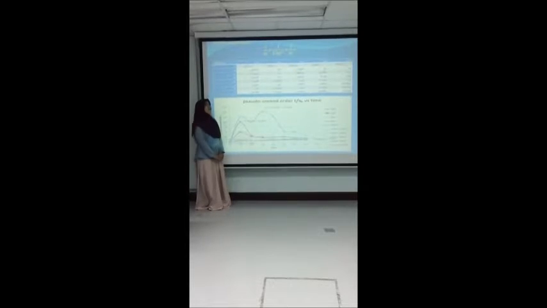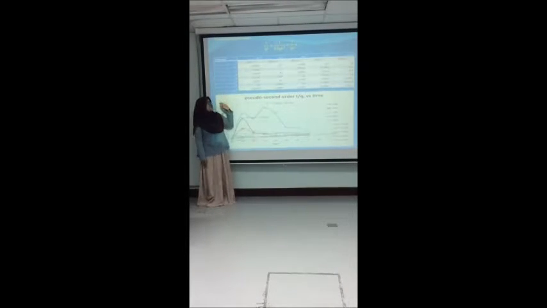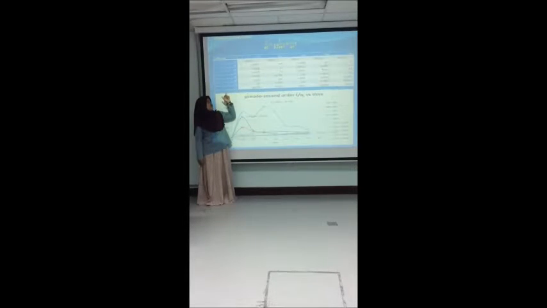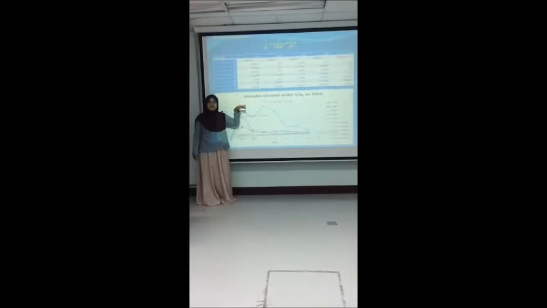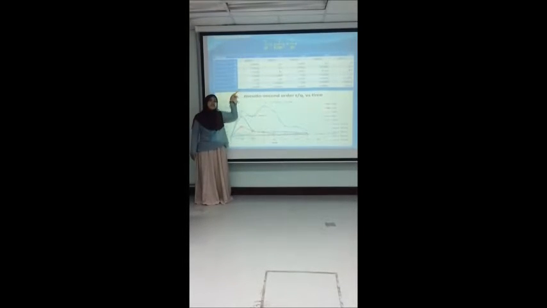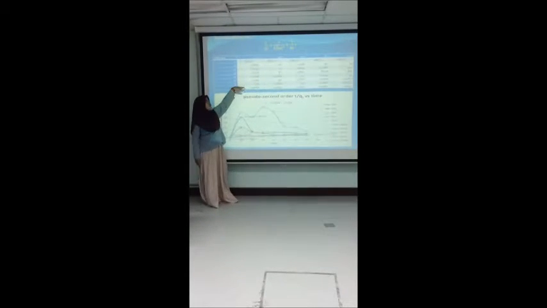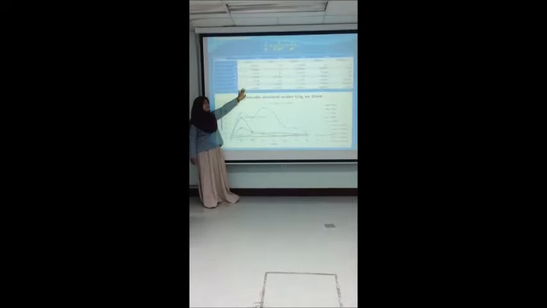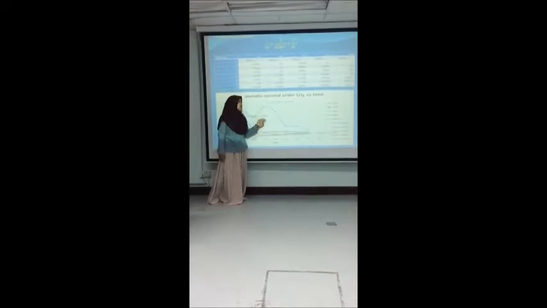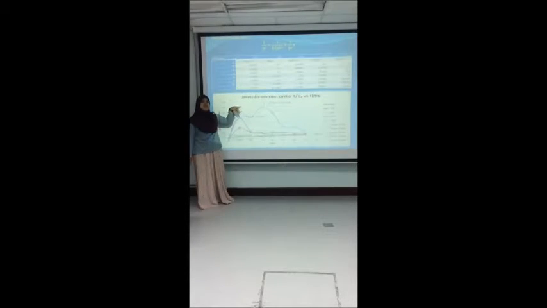After we look for the pseudo first order, we need to look for the pseudo second order. The formula is t over Qt equal to 1 divided by K2 times Qe square plus 1 over Qe times time. This is the same with the linear equation, which is y equal to mx plus c. And then we get the value of the t divided by Qt. We need to plot it into the graph, which is the pseudo second order t divided by Qt versus time.